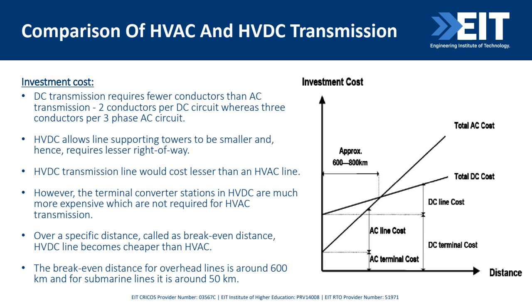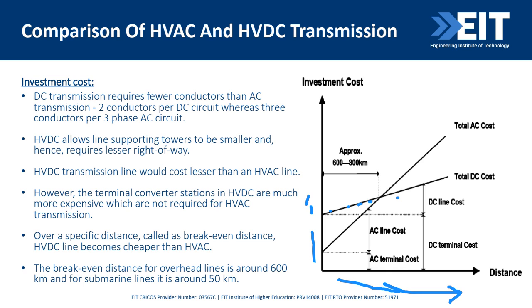So considering the distance of the transmission line, with the usage of HVDC we can save costs on transmission towers and the conductors, but then we have to spend on the converter station. So there comes a point on this distance, as you can see in this graph. If you move on the x-axis towards the distance, the investment cost increases.